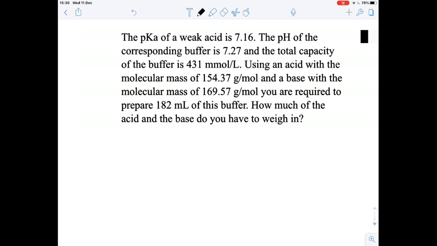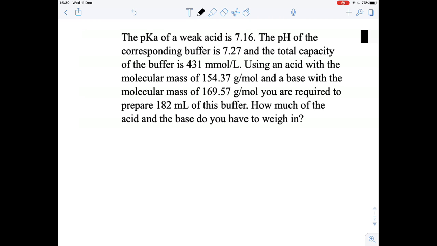So here's the question. The pKa of a weak acid is 7.16. The pH of the corresponding buffer is 7.27 and the total capacity of the buffer is 431 millimolar. Using an acid with a molecular mass of 154.37 gram per mole and a base with a molecular mass of 169.57 grams per mole, you are required to prepare 182 milliliter of this buffer. How much of the acid and the base do you have to weigh in?